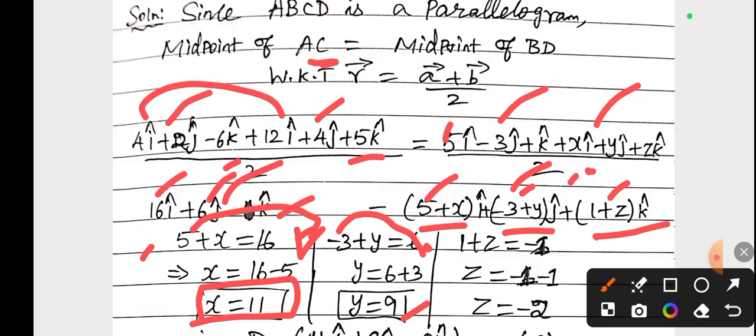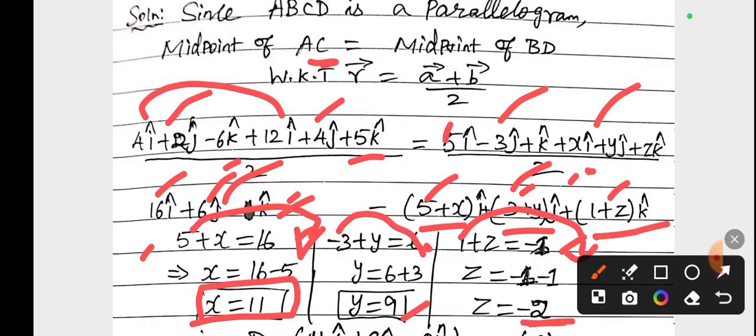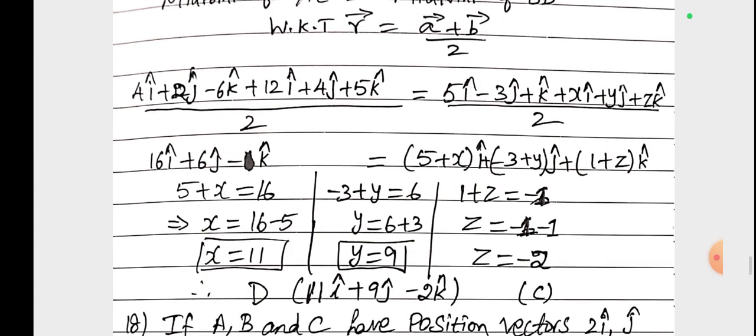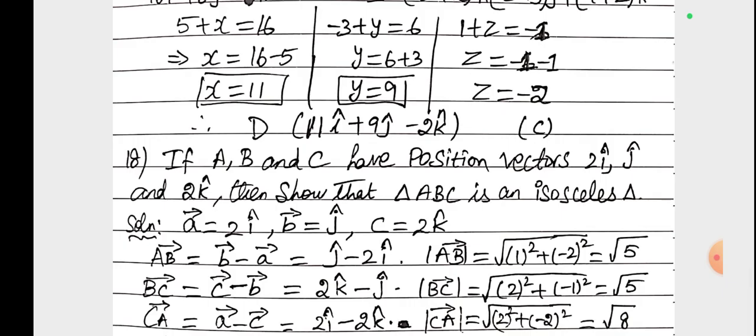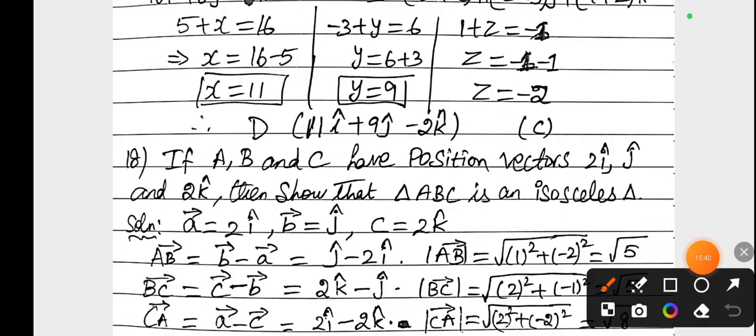And 1 plus that you can equate with minus 1. So plus 1 goes outside now, minus 1, minus 1 is minus 2. Simple, we are equating just like a matrix. Then we got the answer as 11i cap plus 9j cap minus 2k cap. So it is option C.